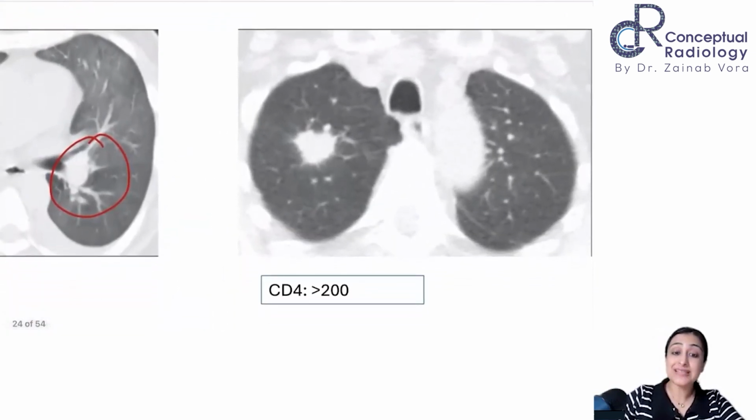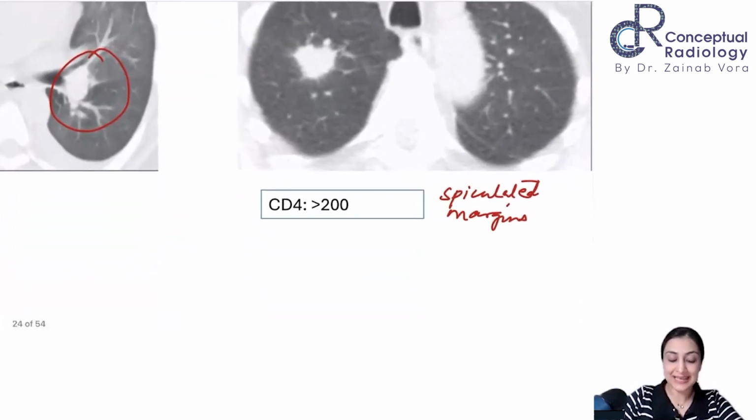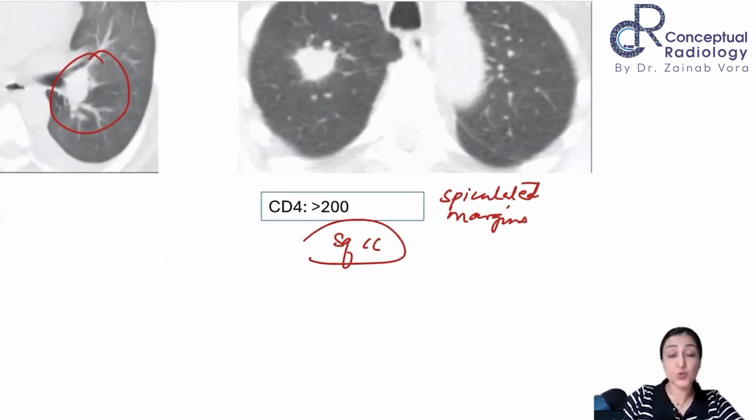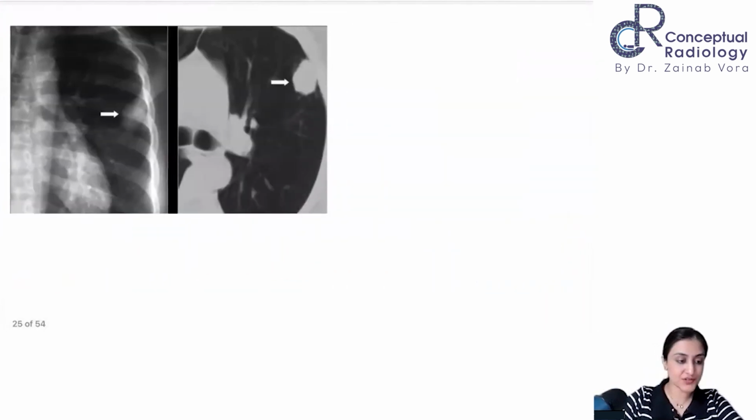Another nodule, you can see higher CD4 count. What do you think this is? Look at the typical spiculated margins. Yeah, this turned out to be CA. And in HIV/AIDS, it's squamous cell, rather than bronchoalveolar, it's squamous cell which is always more common. Okay. So this was squamous cell carcinoma.